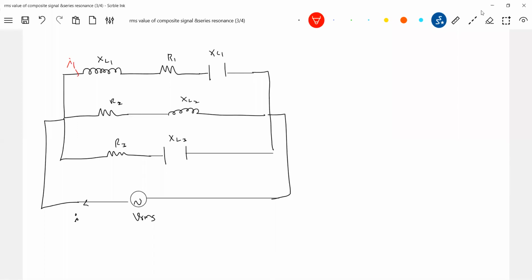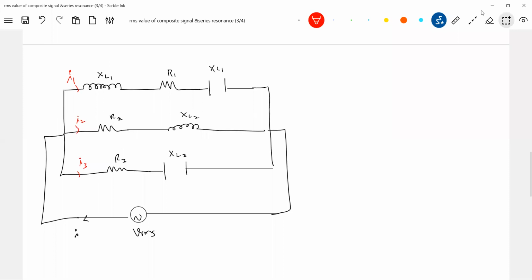As we know, this will be I1, I2, I3. A very generalized approach is what I'm trying to bring.